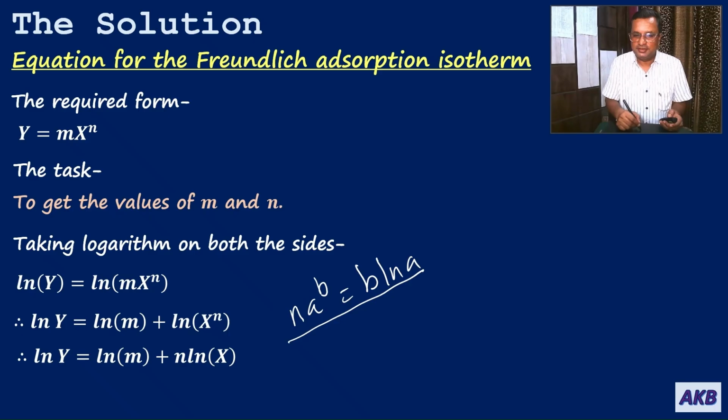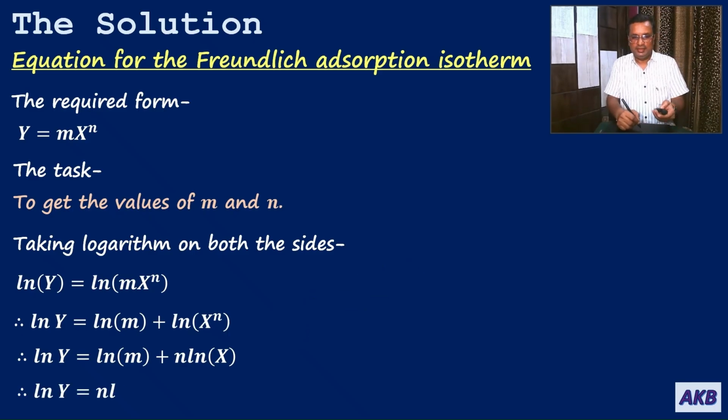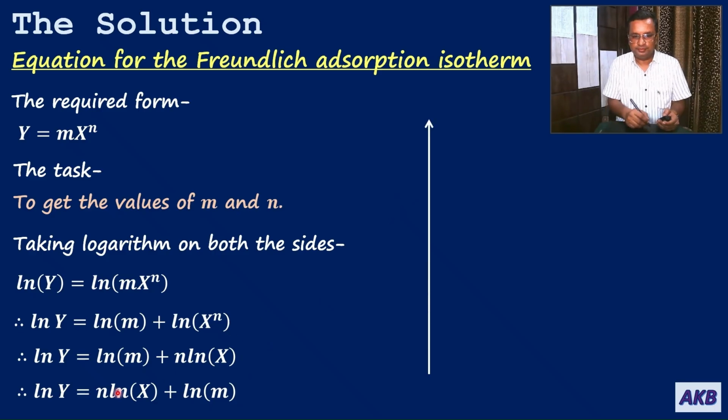So let me erase it. Okay. I have just rewritten it in a different form. So it is ln of y is equal to n into ln of x plus ln of m. Now this equation, the last equation that we got, ln of y is equal to n into ln of x plus ln of m, is of the form y is equal to mx plus c, which is an equation of a straight line.